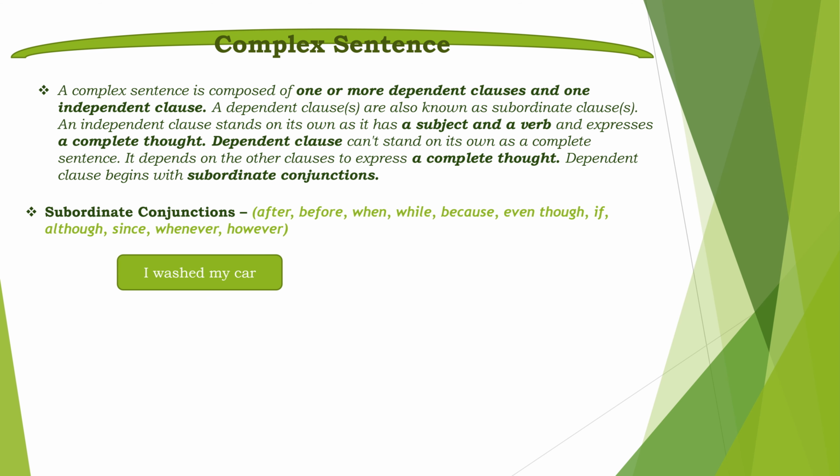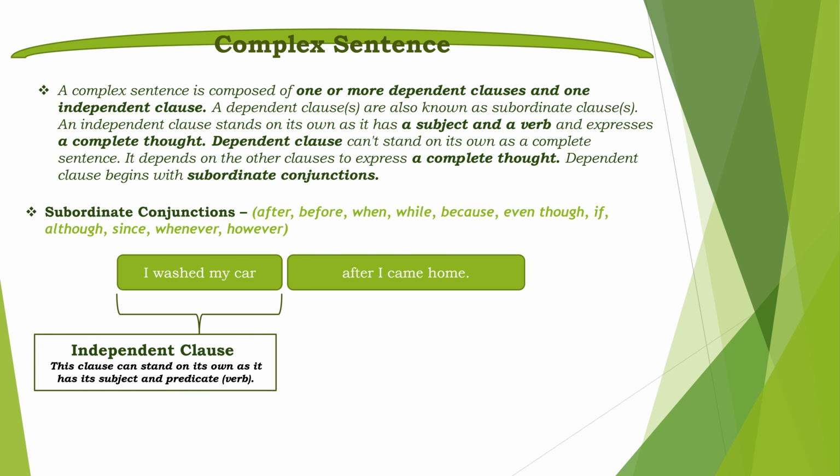Let's have an example. I washed my car after I came home. The first part of the sentence is an independent clause. Why? Because this sentence has a subject and a predicate, and it also provides us a complete thought. It can stand on its own as it gives us the complete meaning. Then we have "after" as a subordinating conjunction.